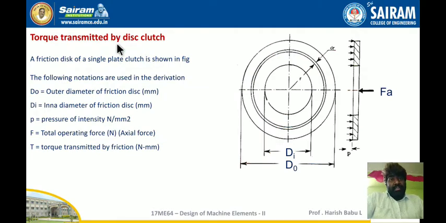If we consider the torque transmitted by the disc clutch, in the diagram, di is the inner diameter, d0 is the outer diameter, and Fa is the axial force acting on it. There will be a pressure acting, that is p, the pressure intensity of the material. I want to consider a single geometrical element, where dr is the thickness and r is the radius. The following notations are used: d0 is the outer diameter, di is the inner diameter, p is the pressure intensity, F is the total operating force, and T is the torque transmitted by the friction.